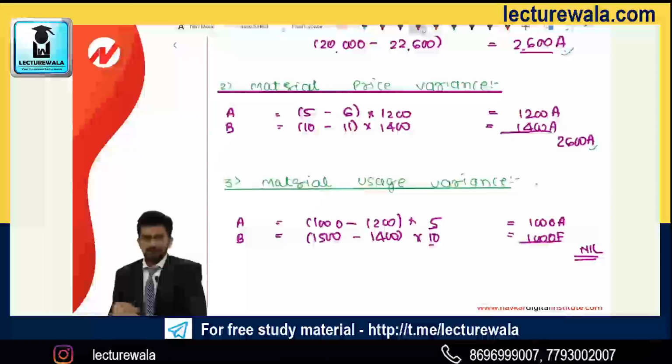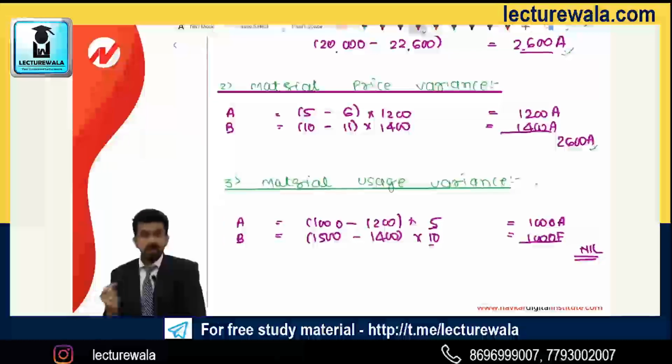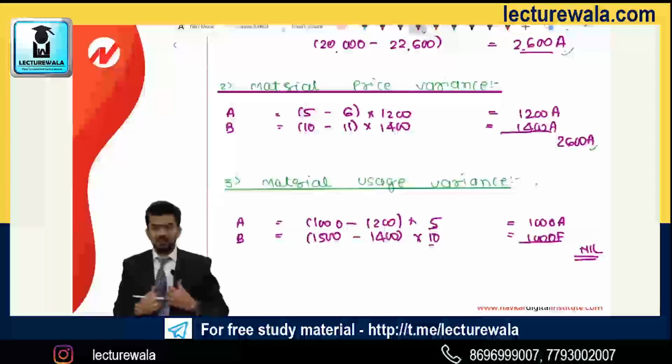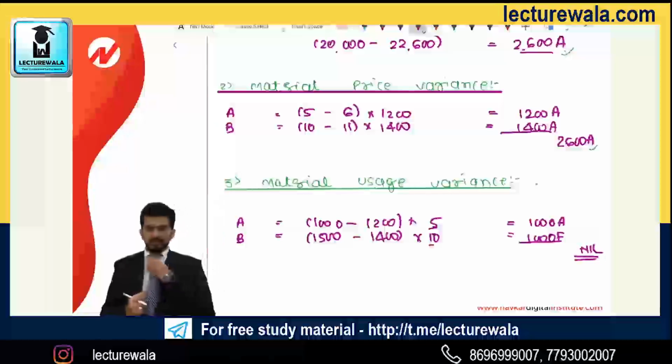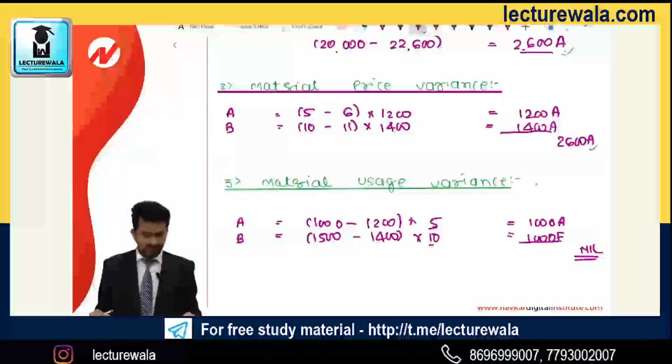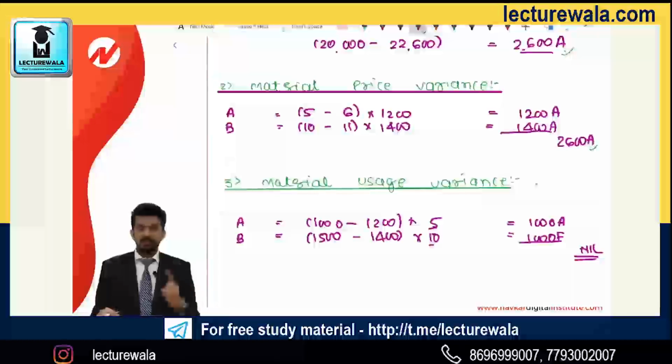Okay, my total material cost variance is 2600 adverse. Out of that, the price variance has given me a loss of 2600, and my usage variance is nil. So I'm getting a feeling that my production manager is an awesome guy. Because of him, I didn't suffer any loss. My purchase manager is notorious. Because of him, I suffered loss. Okay, that is the feeling we're getting right now.